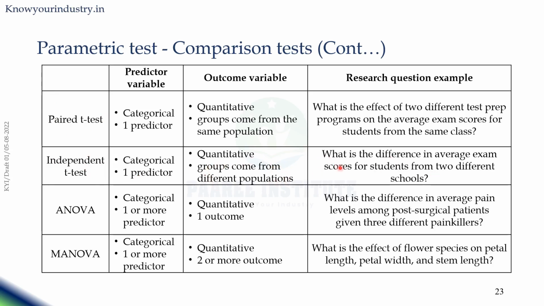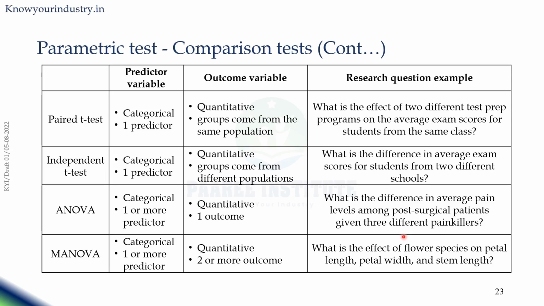Here the question would likely be, what is the difference in average exam scores for students from two different schools? And when you use ANOVA, the predictor data will be categorical and there will be one or more predictors. The outcome will be quantitative with one outcome, and here there will be more than one variable. What is the difference in average pain levels among post-surgical patients given three different painkillers?